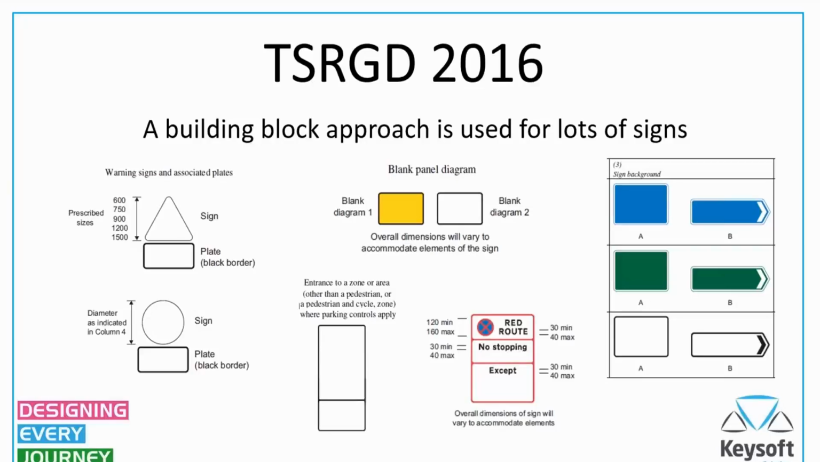So those building block approaches, when I first look at them, I think, oh, that's something new. It's quite confusing. But if you think about it, we've been using the building block approach for direction signs for years. We only had a few examples in the TSRGD 2002 of direction signs, and we relied on Chapter 2 to produce direction signing. Now it's perhaps been made more formal with the building block approach actually looking like blank direction signs in the TSRGD 2016, and it hasn't really changed anything. It's just looking more like the way we've done things in the past.